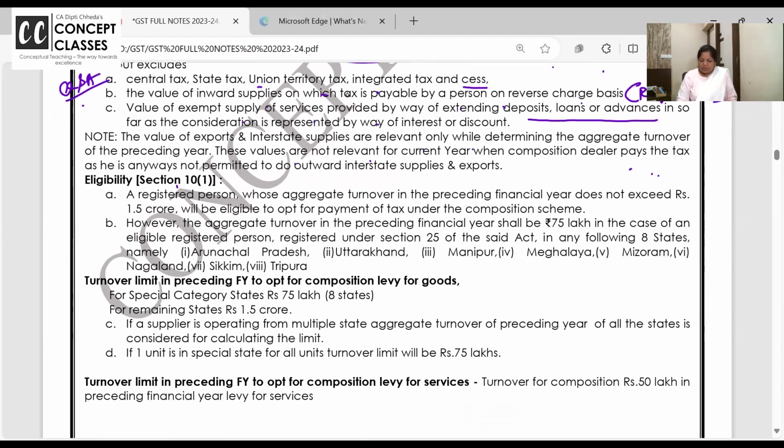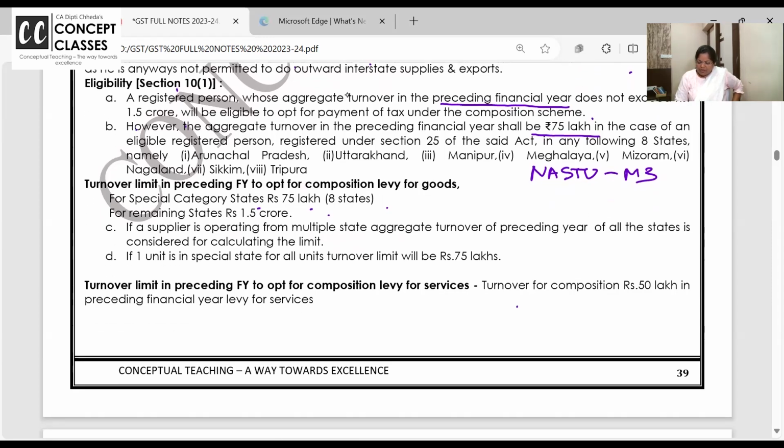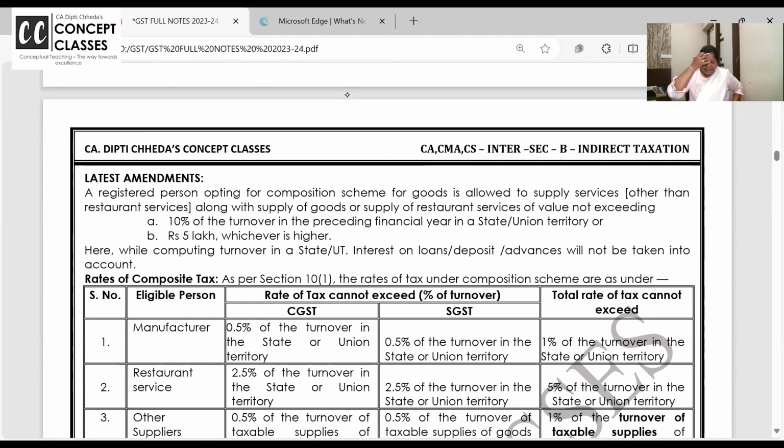Eligibility. Registered person whose aggregate turnover in the preceding financial year does not exceed 150 lakhs can opt. And the turnover limit shall be 75 lakhs in 8 states. For this I have given you a mnemonic, so write here NES2 M3. For NES2, we say no, this person is really nasty, keeps nagging. So like that, NES2 M3. Okay. For special category states, 75 lakhs, otherwise this. Okay. And for services, what is the turnover limit? 50 lakhs. Chalo, latest amendment.